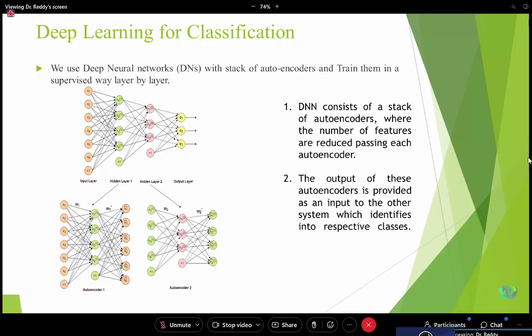The output of the autoencoders is provided as an input to the next level, maybe another layer's autoencoder, whatever it is. Because when you are doing this supervised learning layer by layer with a stack of autoencoders, you are going to extract the minimum number of features which are very crucial. The question is, how do you automate this, how do you make this learning happen? That is very, very important to understand.